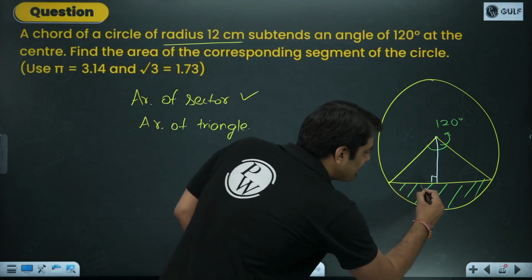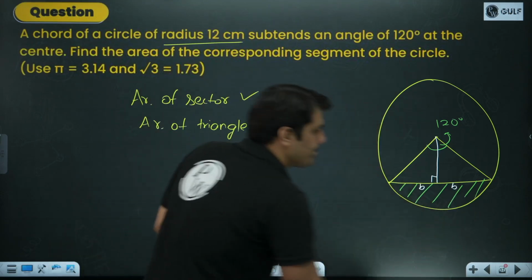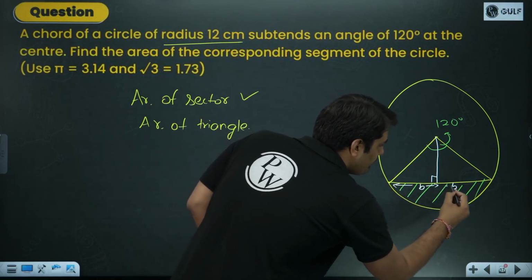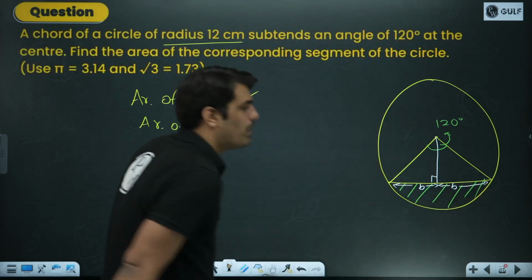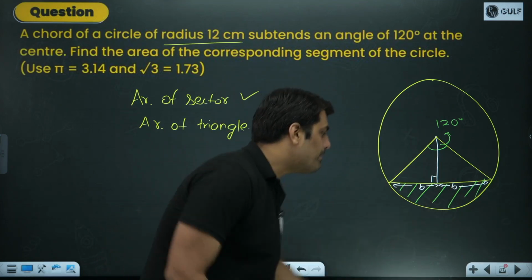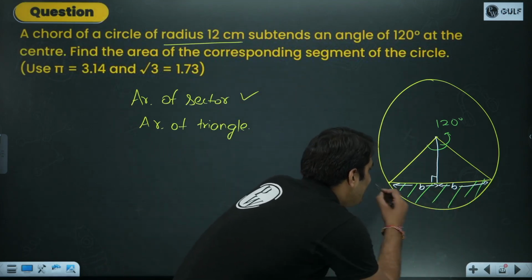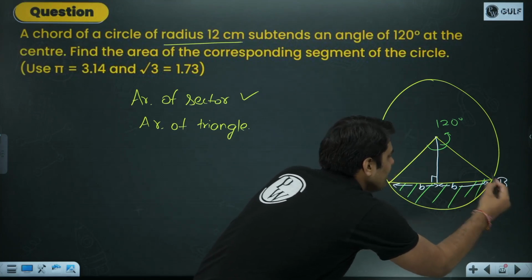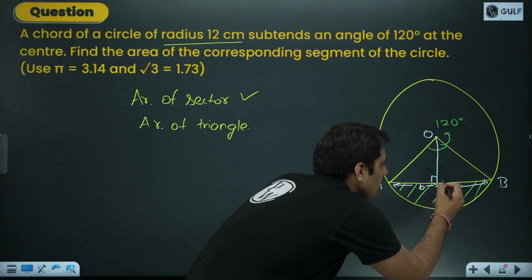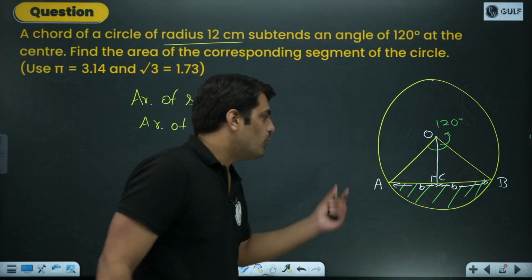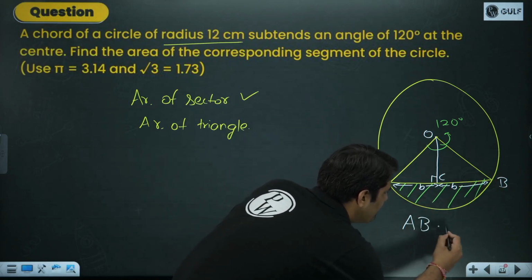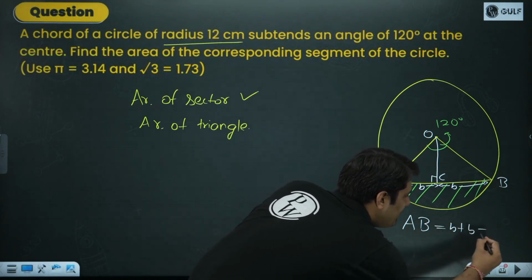If I say this length is B, this would also be B. Two equal parts. So the entire length is B plus B, 2B. If I say this is A, this is B, and this point is O, and let me give this point the name C, then ACB is a straight line. So AB is B plus B, that means 2B.